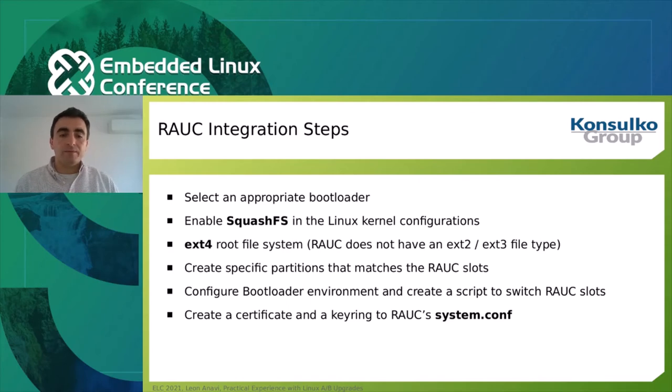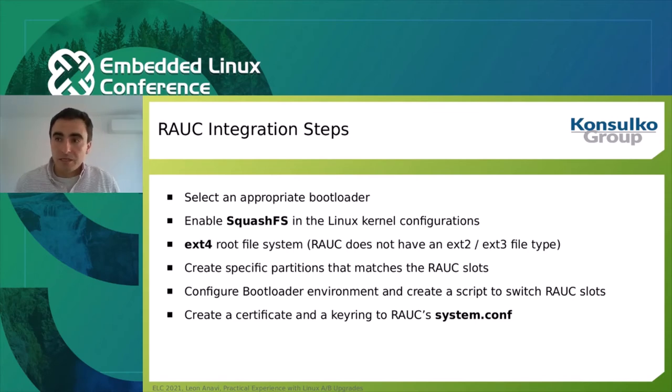We need to create specific partitions that match the RAUC slots. So we need a slot for the A partition, a slot for the B partition, eventually a slot for the data partition. The data partition in RAUC is something that we're going to discuss in the next slide, but basically, it has the same features as what we described in Mender. The idea is to have a data partition on which the information is persistent across updates. The whole thing about partitions has to be specified in terms of Yocto and OpenEmbedded in WKS files. This is the WIC Kickstart file.